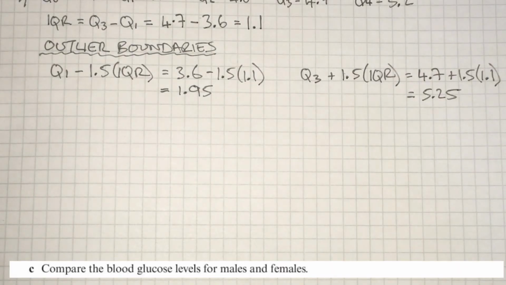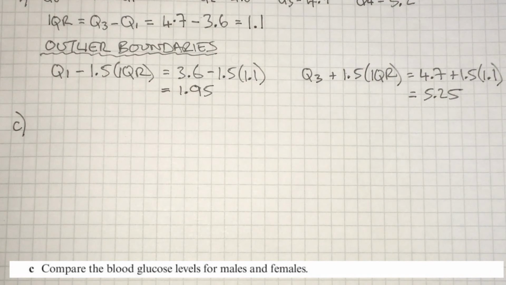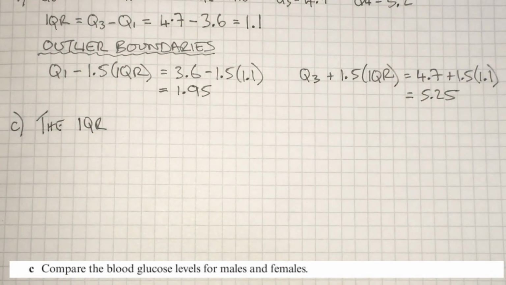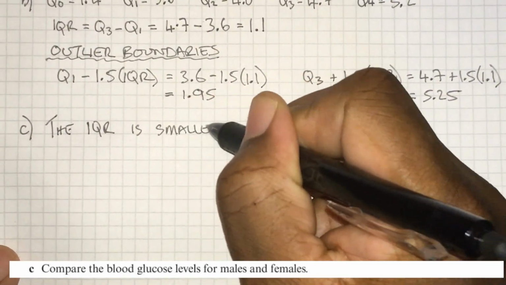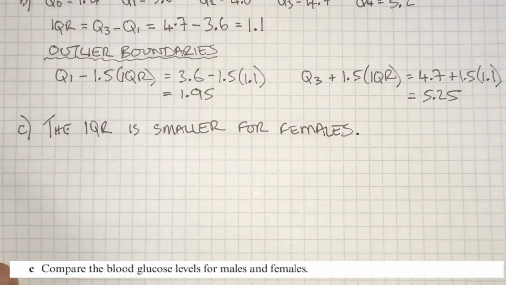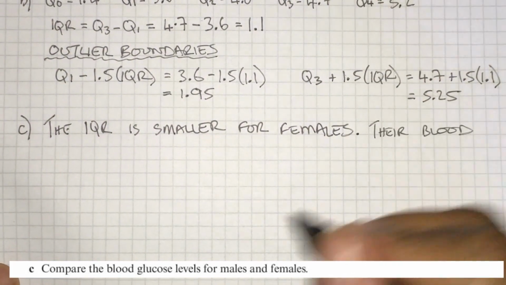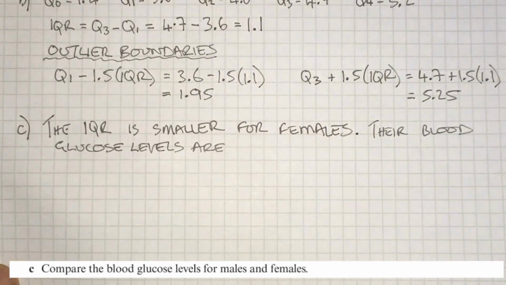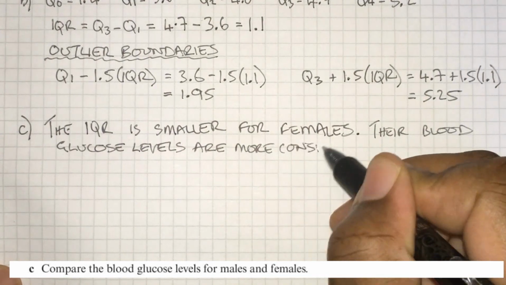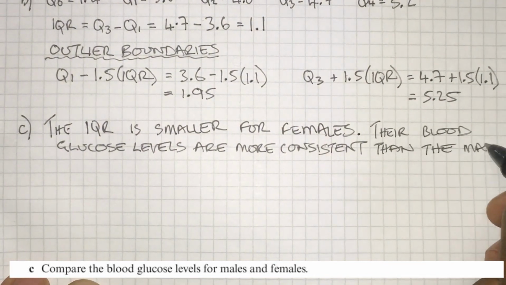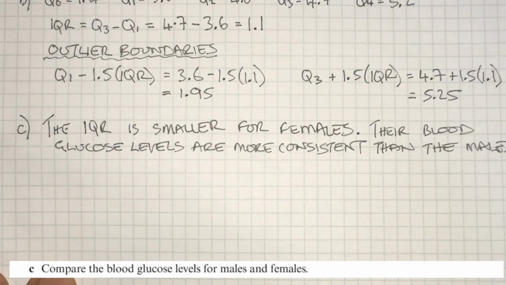Here in part C of the question, we're asked to compare the blood glucose levels for males and females. So this is exactly what I'm talking about. We can say straight away something about a measure of spread. In this case, we're going to talk about the interquartile range. The interquartile range is smaller for the females. My interpretation of this is that their blood glucose levels are more consistent. There's less variability between their blood glucose levels.